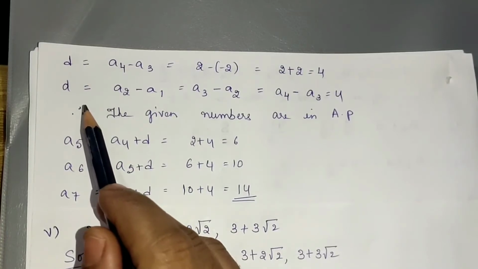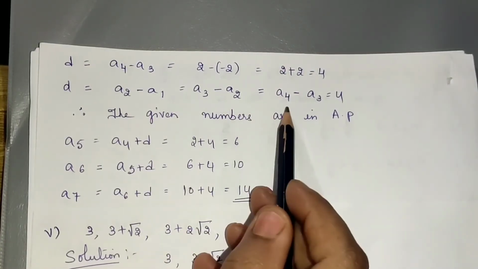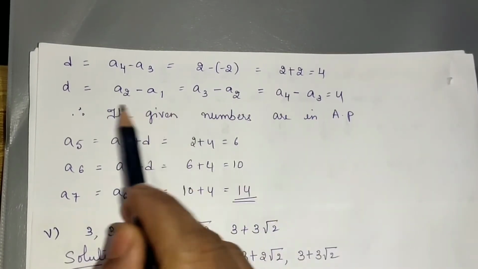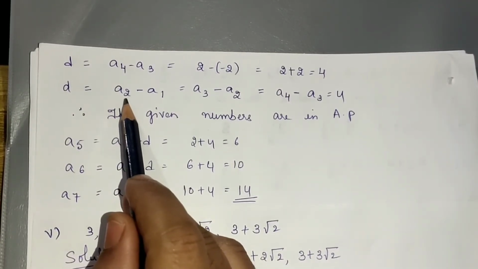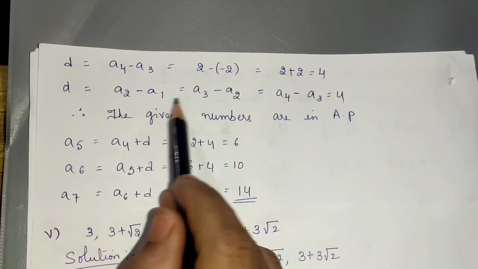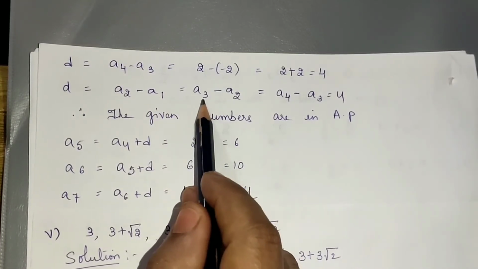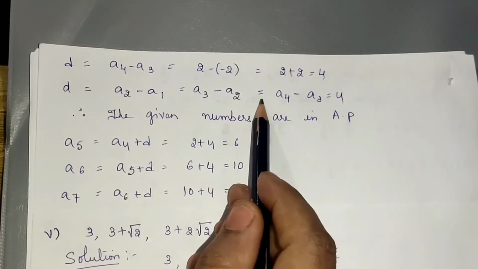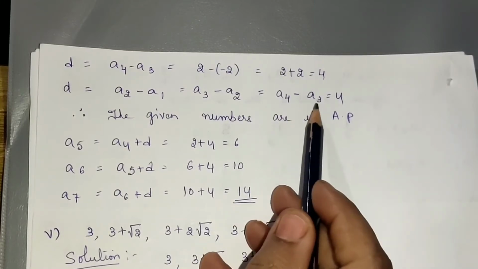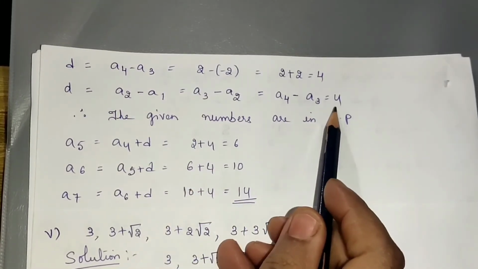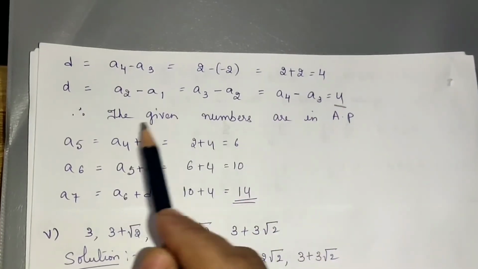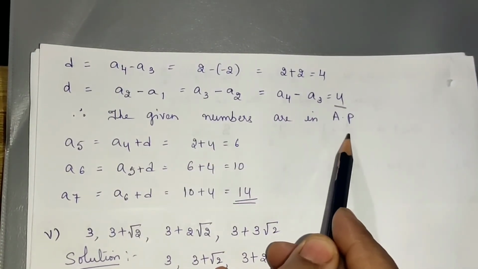When you observe, the common difference was 4 in all the cases. Hence you have to write D is equal to, that is the second term minus first term, that is equal to third term minus second term, that is same as fourth term minus third term. In all the cases, the common difference was 4. Hence, the given pattern is in AP.